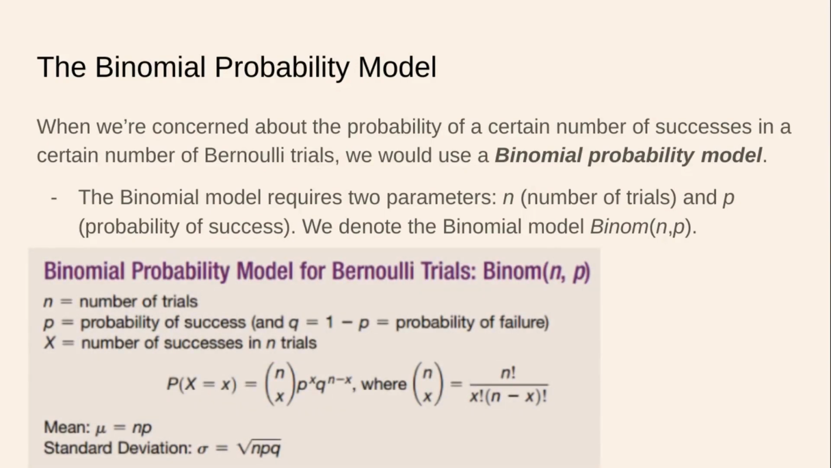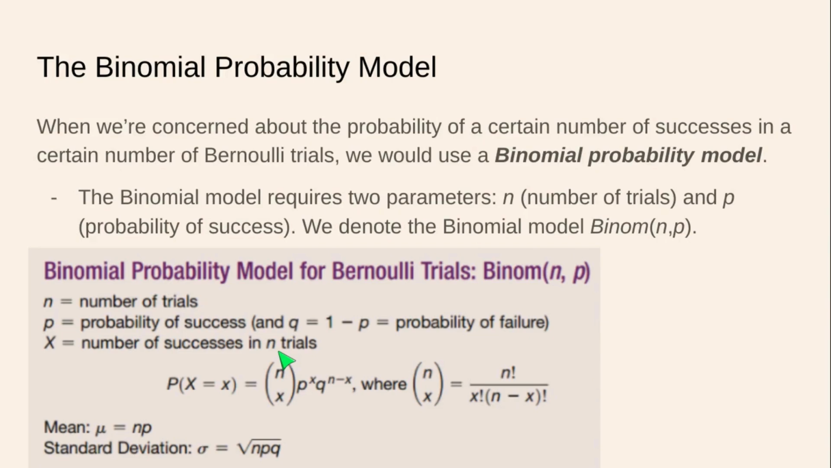And here are the details on the binomial model. Like I said, n is the number of trials, p is the probability of success, and q is the probability of failure. Also, 1 minus p is the same as q. q and p are complements. And X is the number of successes in n trials. X is the random variable. It counts the number of successes.